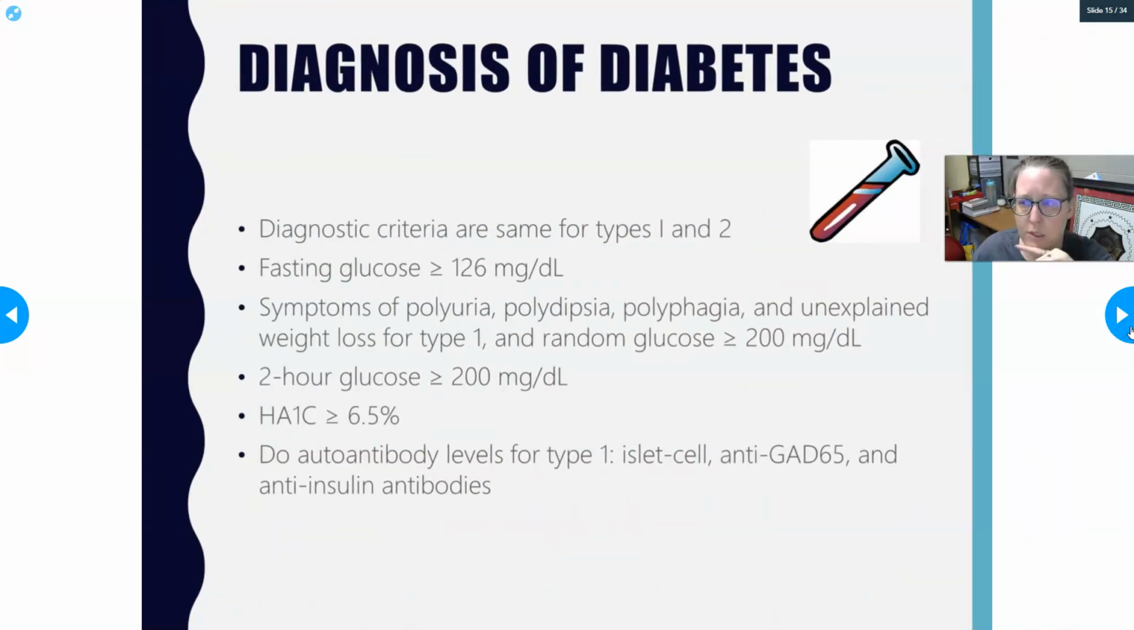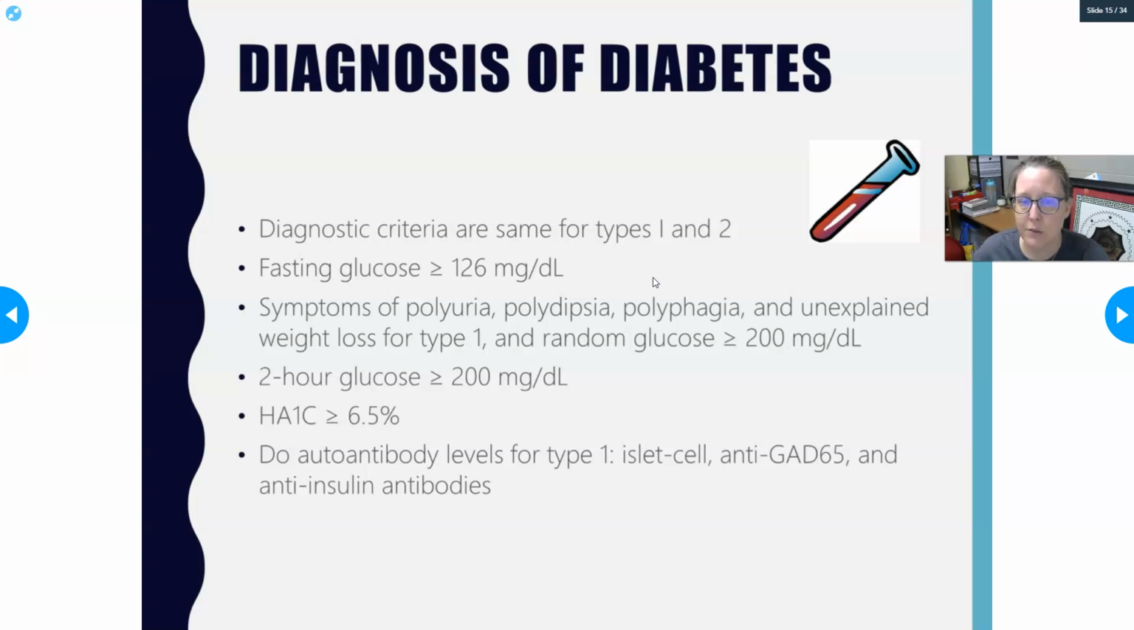So how do we diagnose diabetes? The diagnostic criteria are going to be the same for type 1 and type 2. You want a fasting glucose above 126 milligrams per dL, probably the easiest test to do. So if you can get a patient that comes in fasting, or have them come in the next day for blood work and come in fasting, if their blood sugar is above 126, bam, there we go. It's a diagnostic criterion for diabetes.